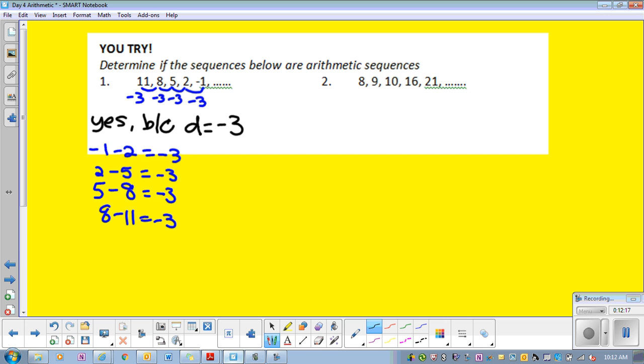The other one doesn't? No? Why, Tom? Because it was 5, 6, and then 1, and then 1. So 21 minus 16 gives me what? 5. And then 16 minus 10? 6. Oh, already they're different, right? So you're right. This one is no, because there's no common difference, right? There's no D, the common difference. They don't have that difference in common.